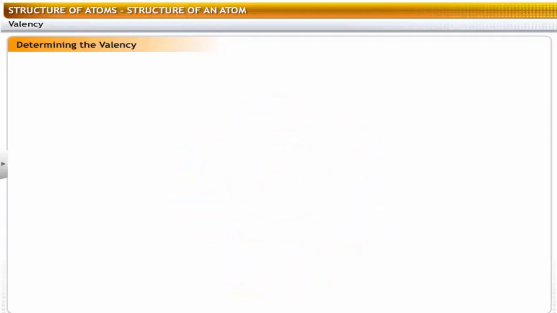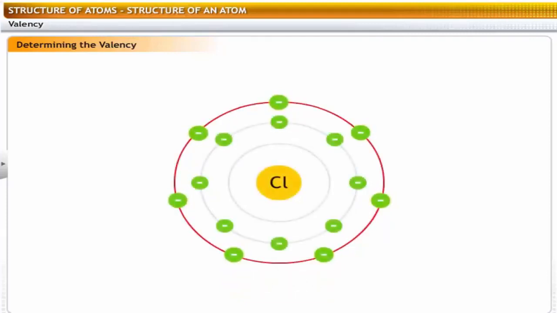For example, a chlorine atom has 7 electrons in the outermost shell. Here, it is easier for chlorine to gain 1 electron instead of losing 7 electrons. Hence, its valency is determined by subtracting 7 electrons from the octet, which gives a valency of 1 for chlorine.